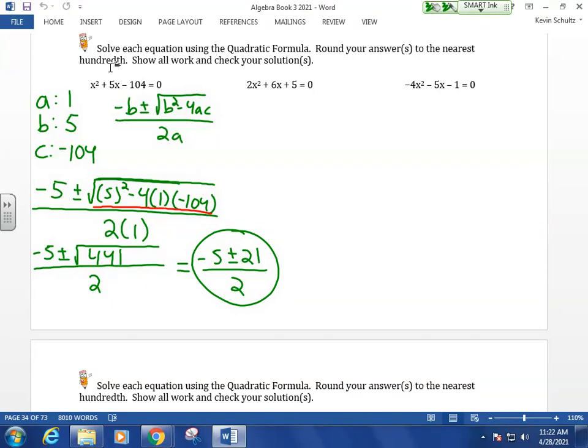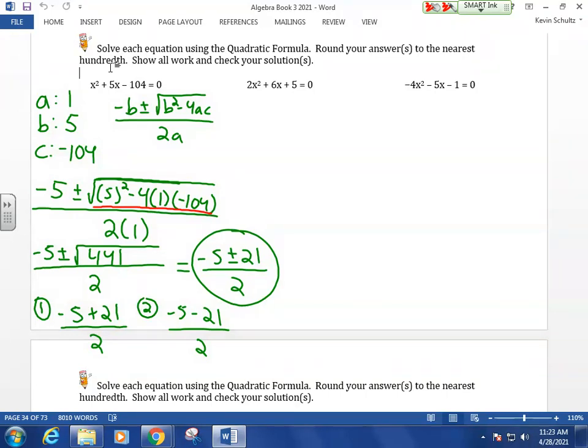Other questions on how I got to where I'm at? Okay, so we've simplified the root. We can't really go any further the way it's written. So our first solution is going to be negative 5 plus 21 divided by 2. And our second x-intercept is going to be negative 5 minus 21 divided by 2. The only difference between those two things is in the first one I use the plus sign, the second one I use the minus sign. Okay, but it's that plus minus symbol in the formula that gives me those two answers.